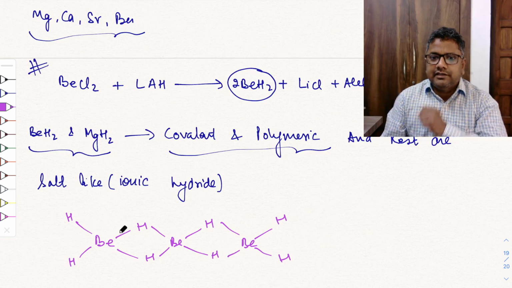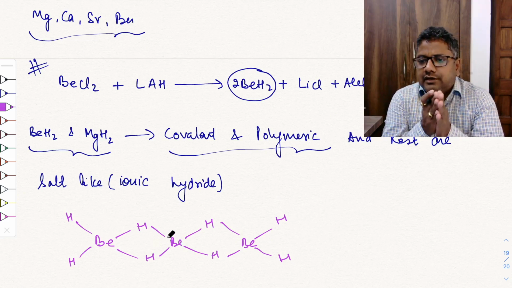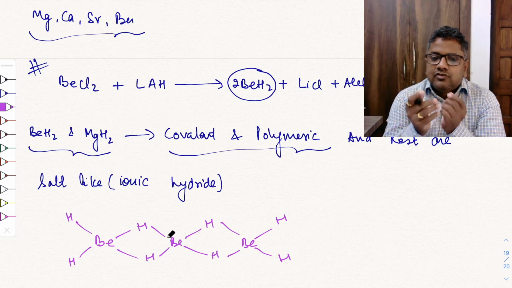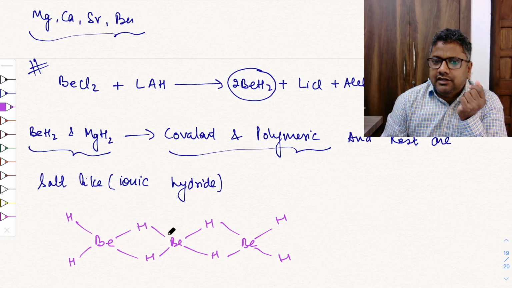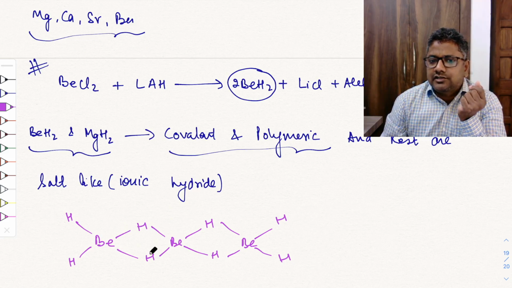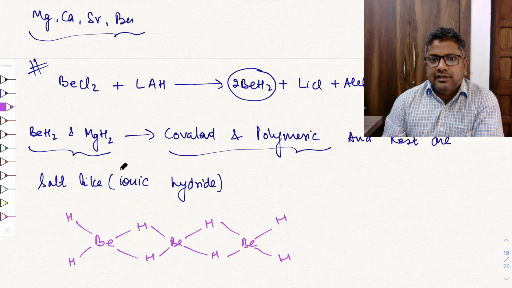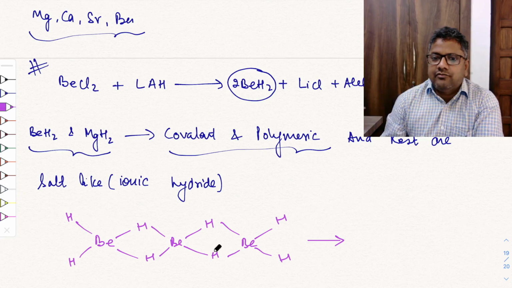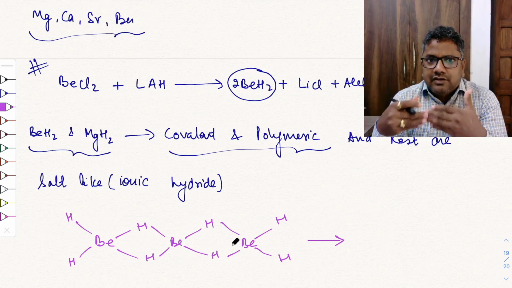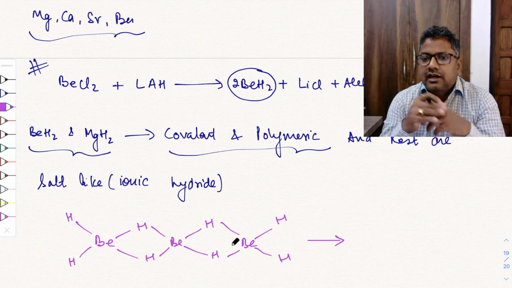Here this is a 3-center 2-electron bond. This is also a 3-center 2-electron bond, because you know there are 2 electrons in the valence shell of beryllium. So one electron you can take here and one electron in the hydrogen. So these 2 electrons will bind these 3 nuclei, and this is also a 3-center 2-electron bond. BeH2 and MgH2 are covalent, meaning there is a covalent bond between beryllium and hydrogen, and they are polymeric in nature, and covalent as well.